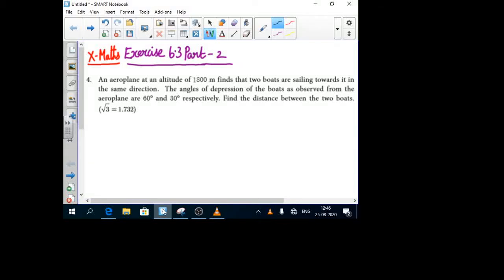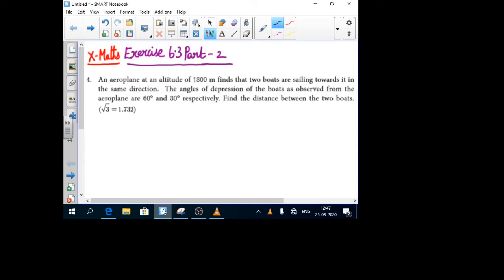Students, now we are going to do the sums in exercise 6.3, that fourth sum. In this exercise they give the sums including only the depression. For the depression you have to write the given angle 2 times. மேல இருந்து கீழ பார்க்கிறது, that is below the horizontal line, that is depression. Depression means double times we have to write the angles.